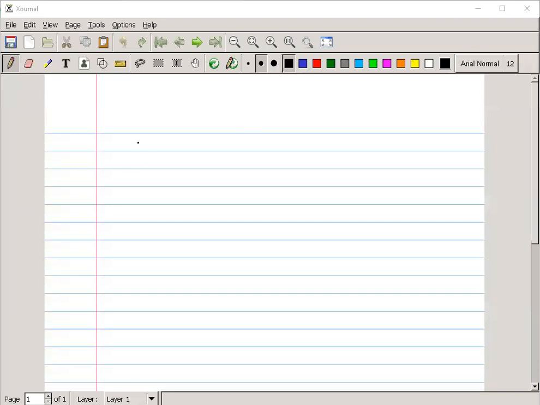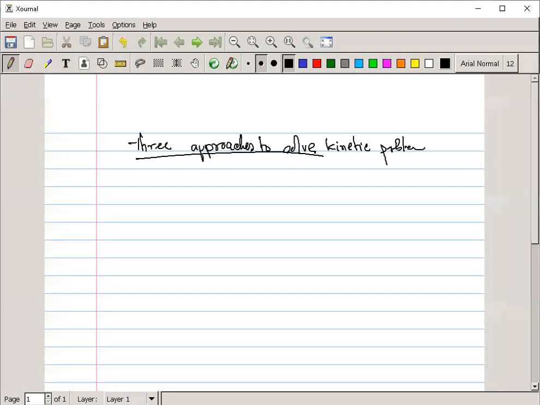Kinetics problem. So if I write: three approaches to solve kinetics type of problem. First one I have told you, that is the direct application of Newton's second law, right? Also sometimes called the force mass acceleration method.